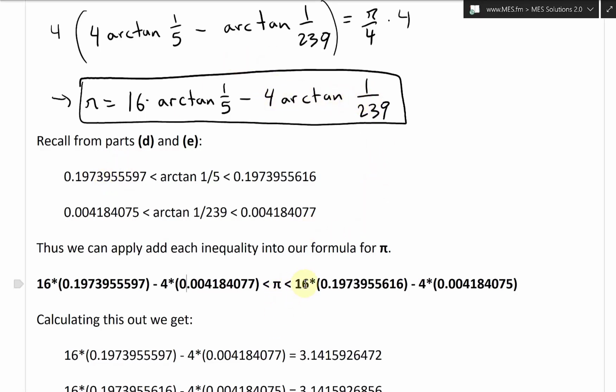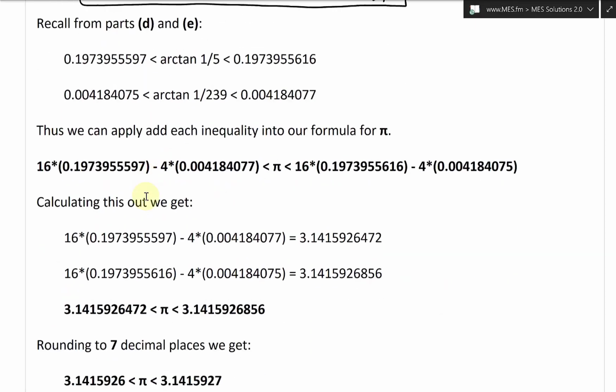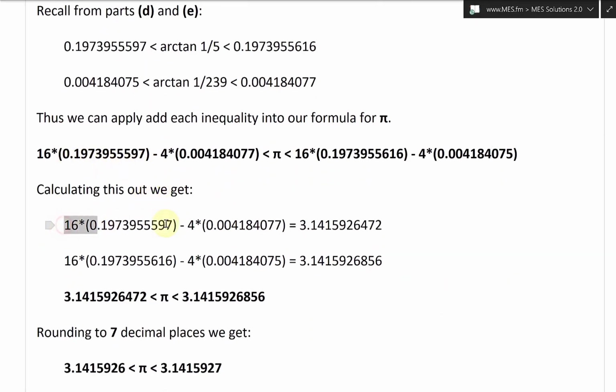Then it is less than pi and less than 16 times, now we get all the bigger numbers. So this is the bigger one here, 616 at the end. And then minus 4 times the smaller number, which is this one here, because we have a negative, 7575. So we do that, and calculating this out, let's do the left side, 16 times this, minus 4, and you could just use my OneNote calculator. It has it built in. And likewise for the right side, this gives 3.14.